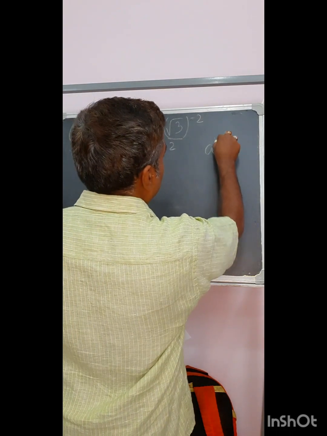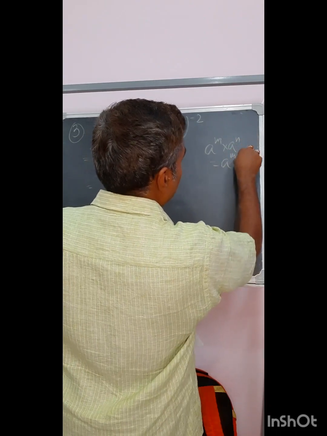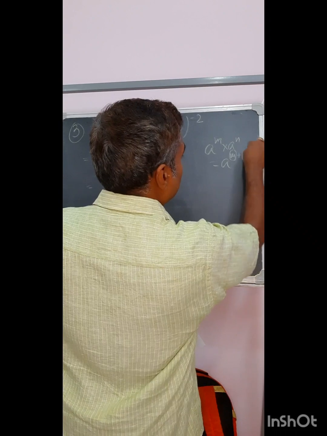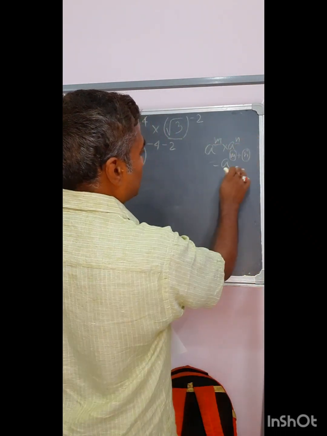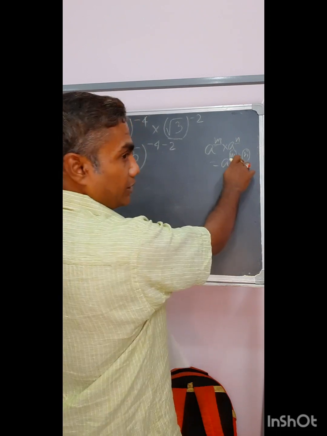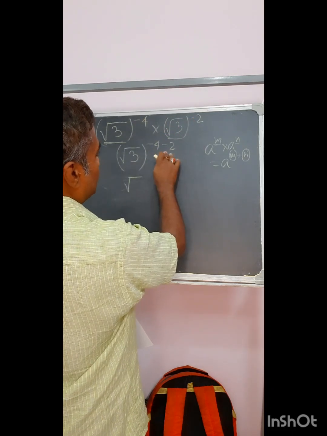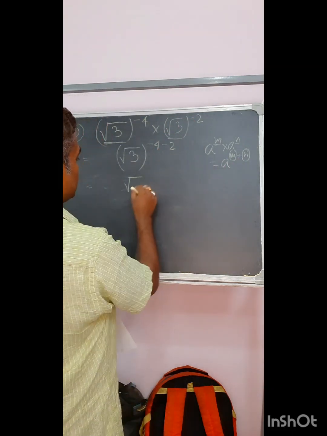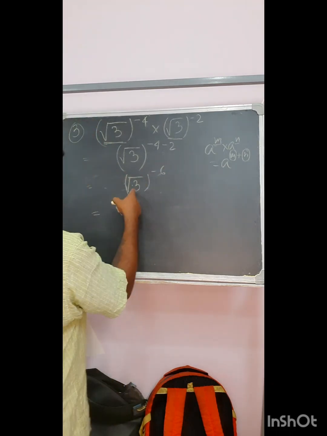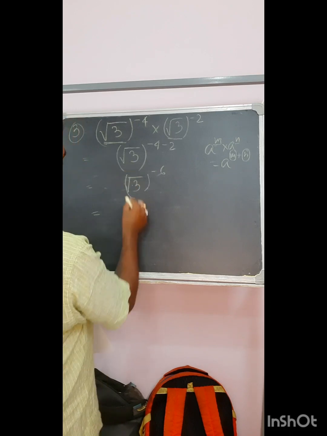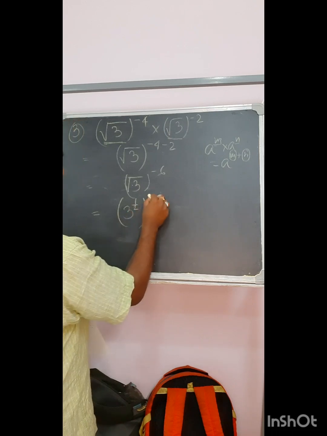You know, a to the power m into a to the power n will give you a to the power m plus n, where m and n can be any integer, positive or negative, and whatever the sign it bears, the same will carry over here also. So the signs also carry, and only the summation is happening. So root 3 whole to the power minus 6. Now root 3 means 3 whole power 1 by 2, whole power minus 6.